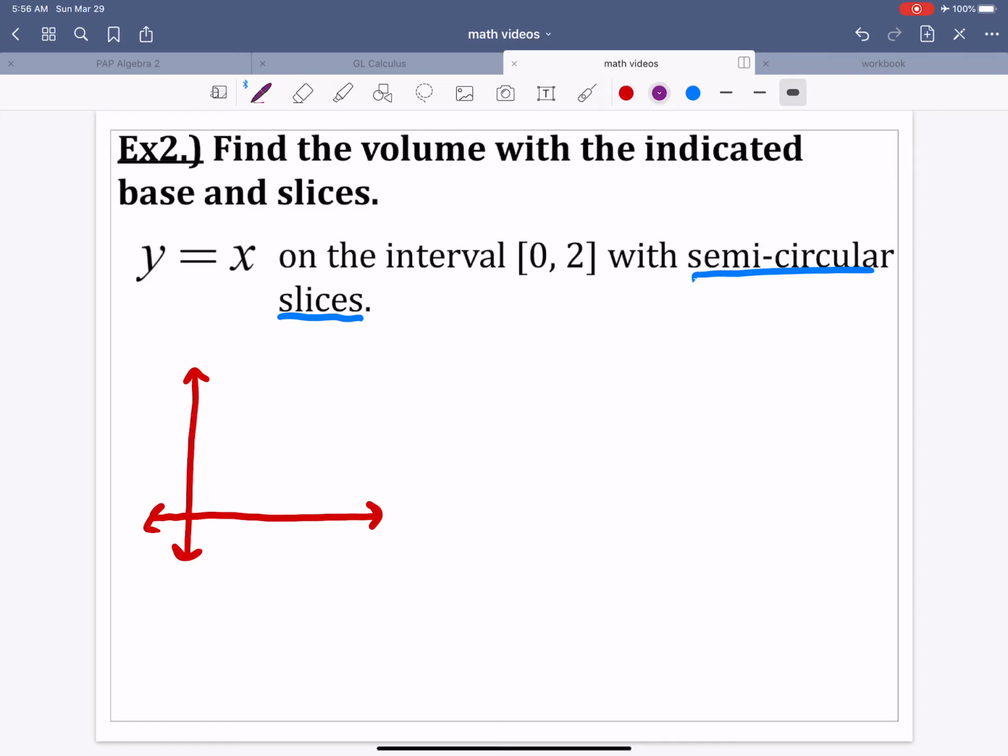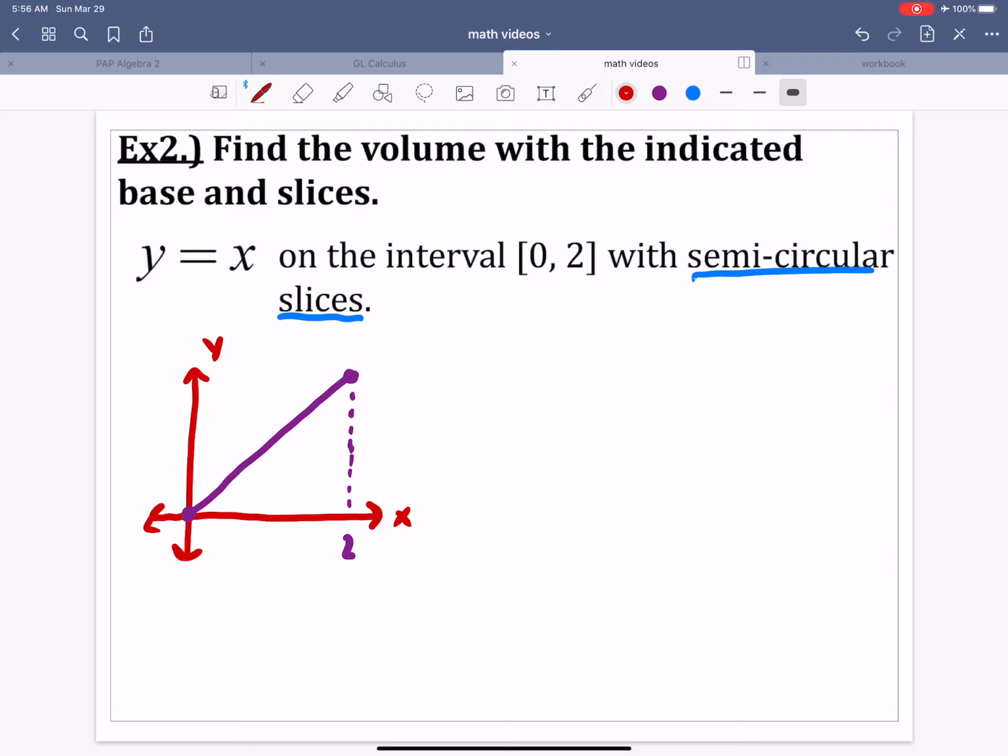Okay, so this function is y equals x on the interval 0 to 2. Okay, y equals x is a straight line. Starts at 0, ends at 2. So I'm going to label that. Got my x-axis and my y-axis.